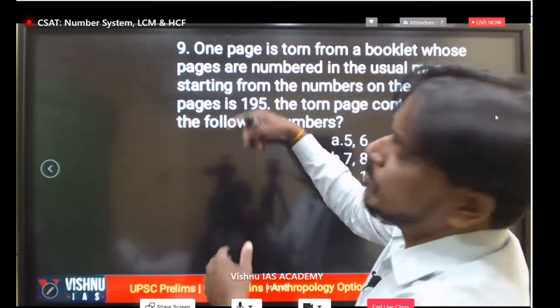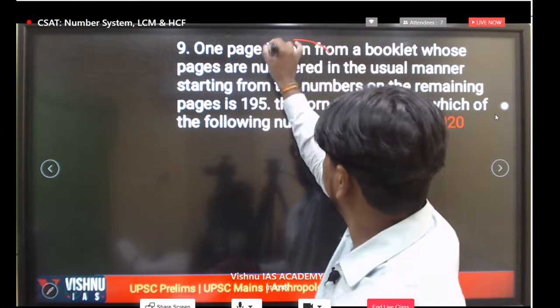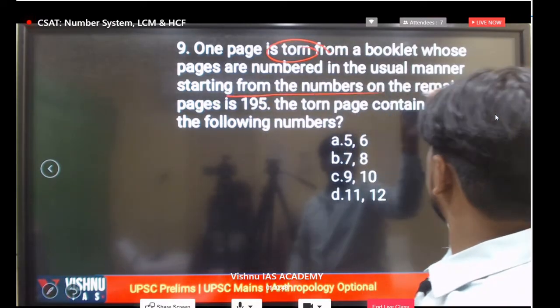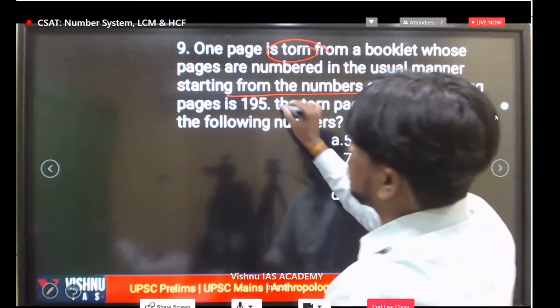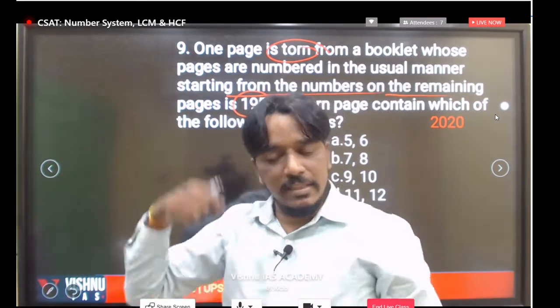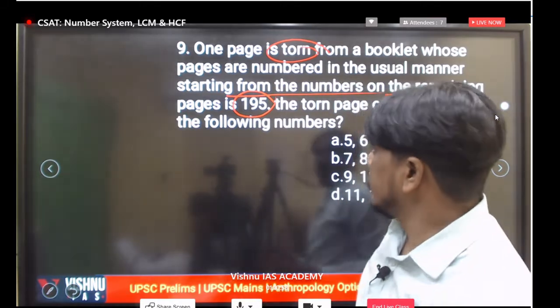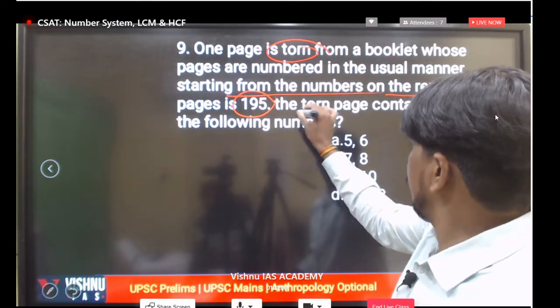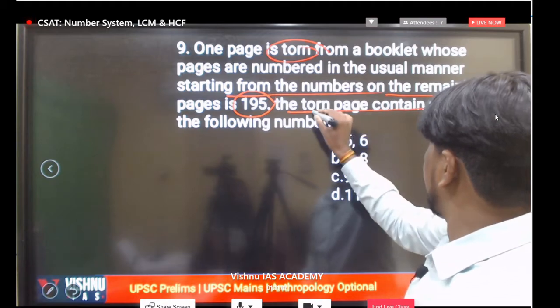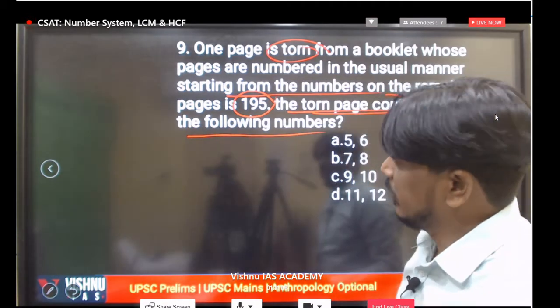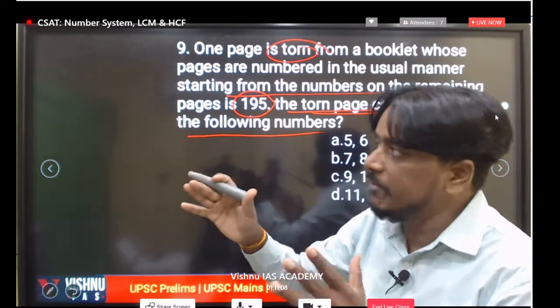In that case, one page is missing, one page is torn here. After that, the sum of the numbers on the remaining pages is 195. After taking that page out, how many pages are remaining? 195. And the page number contains which of the following numbers?